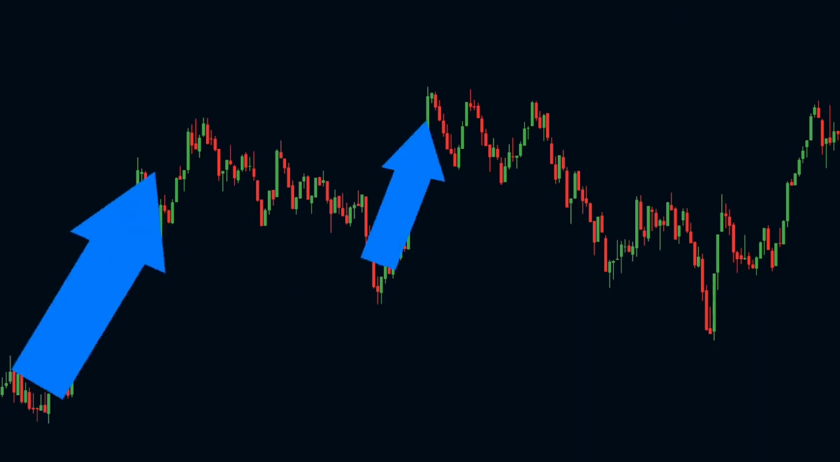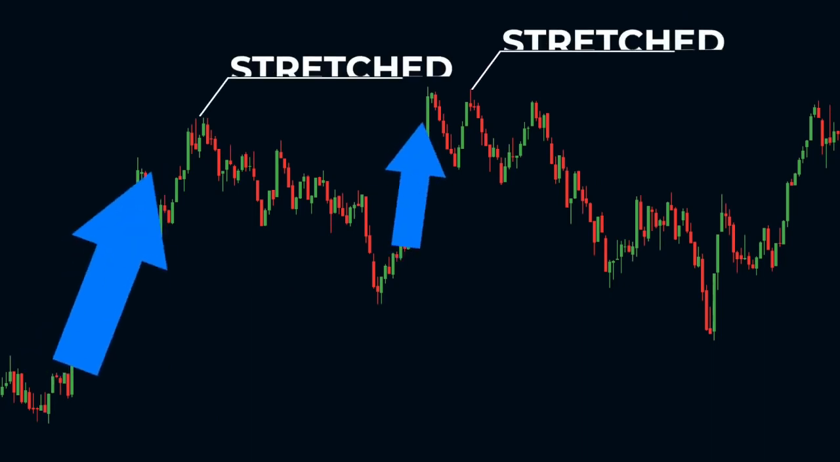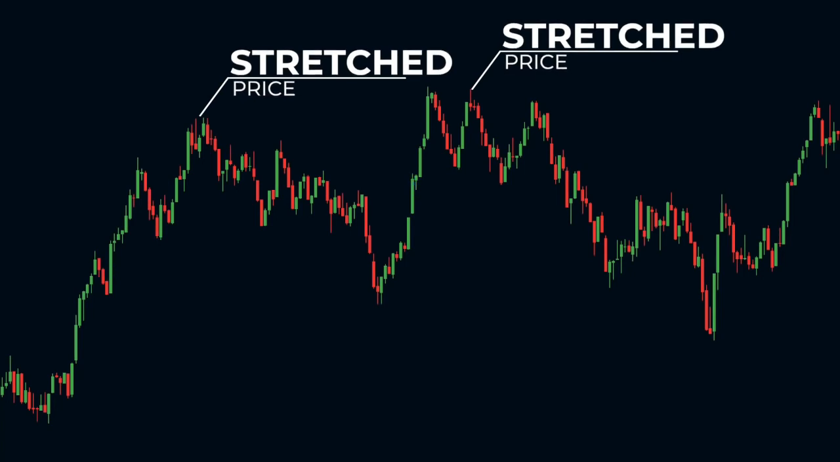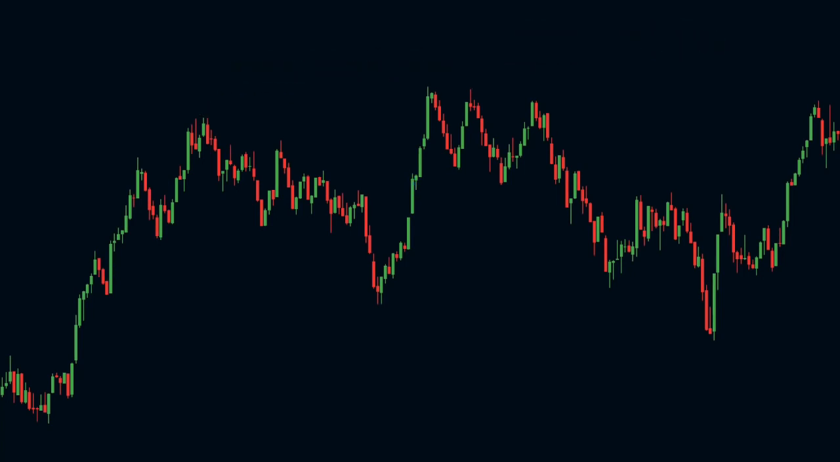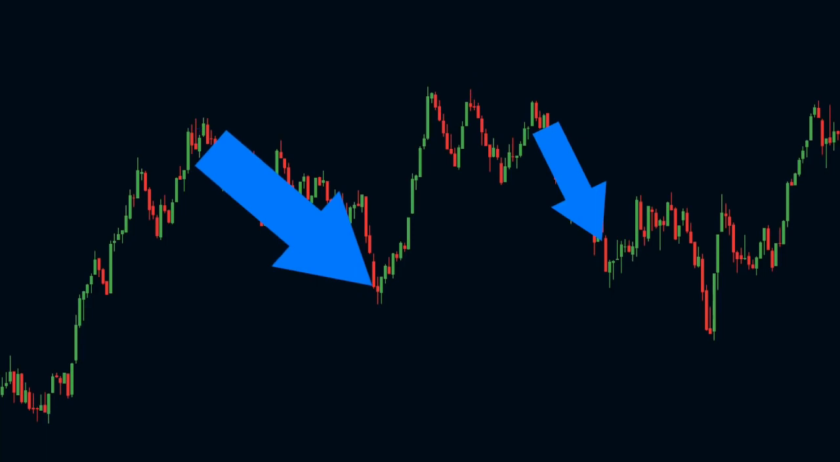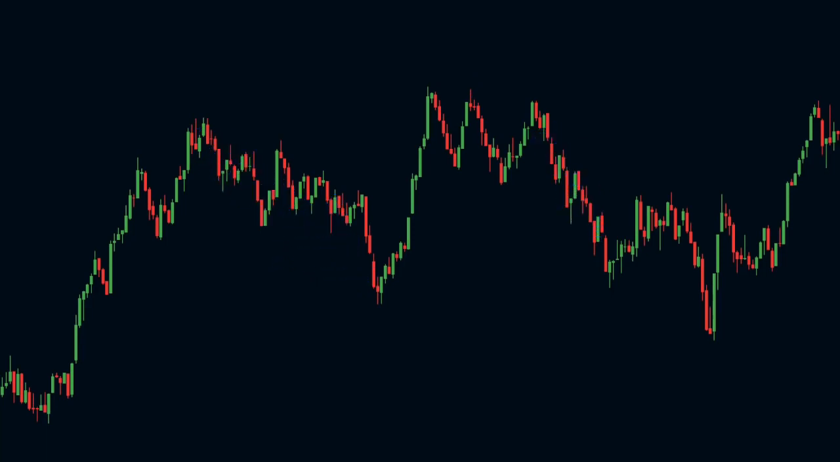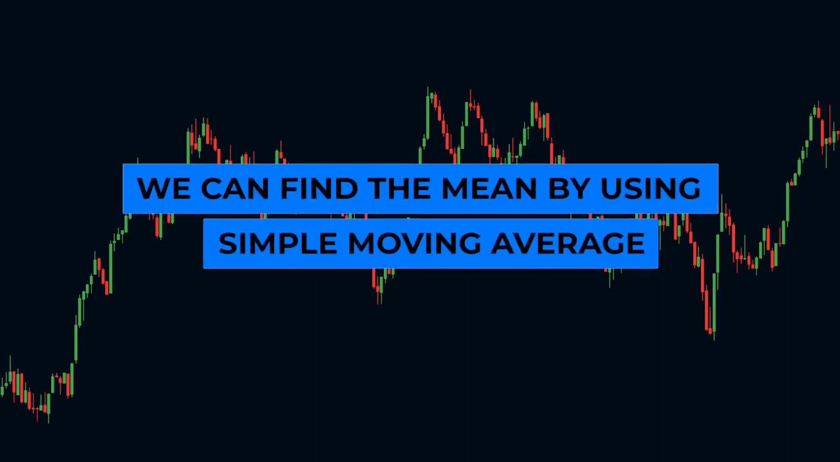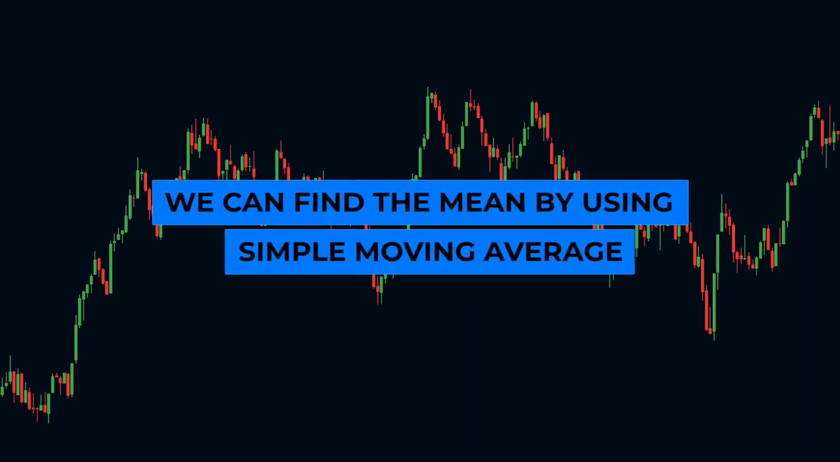Whenever the price makes a strong and sudden move, we can say that the price is stretched. Just like a rubber band, when the price gets stretched, it tends to snap back to its mean or average before moving forward. In terms of technical analysis, we can find the mean by using a simple moving average.